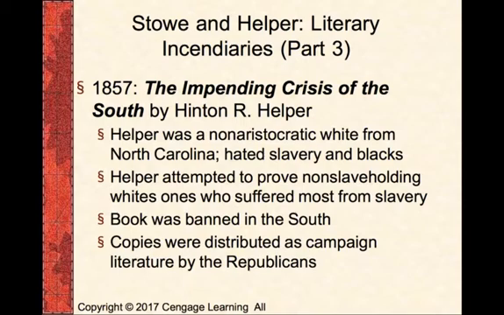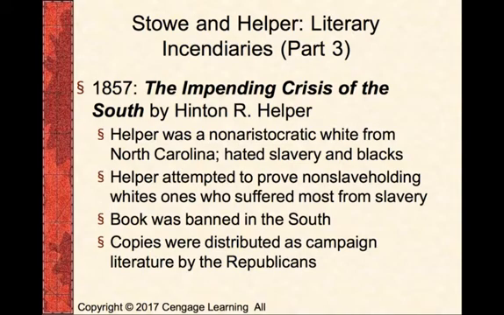But what Helper did see was that it was the non-slaveholding whites who were the ones who suffered most from slavery because of the economic holdback that slavery held on the South. That things were not going to industrialize as long as the millstone of slavery was around the necks of the South.